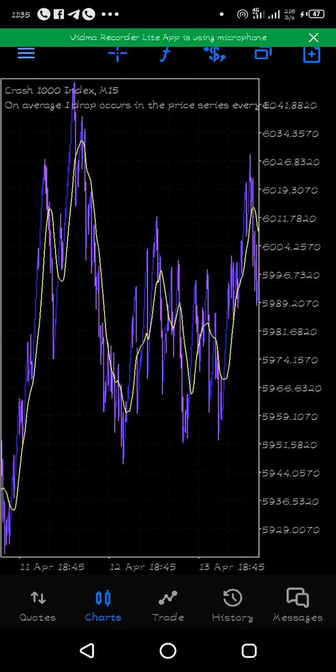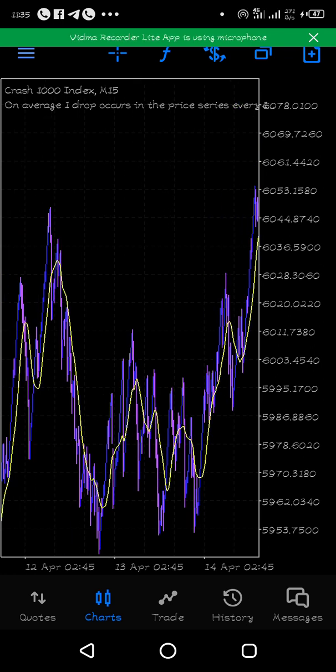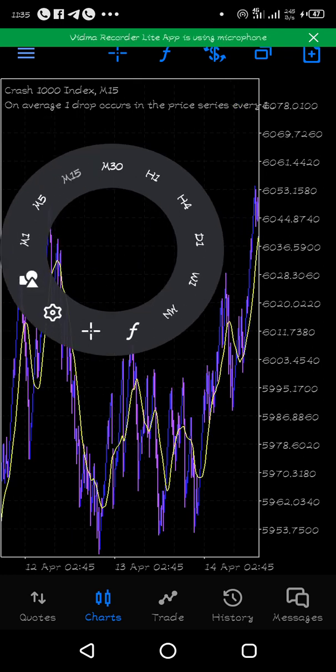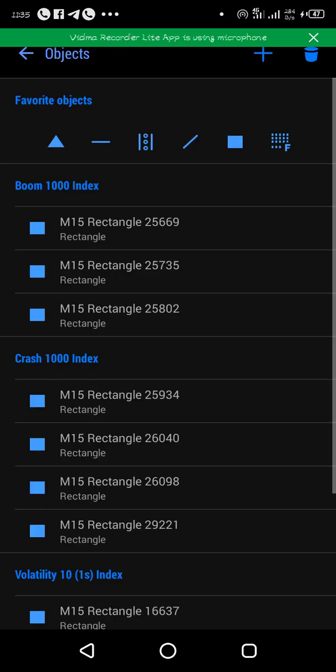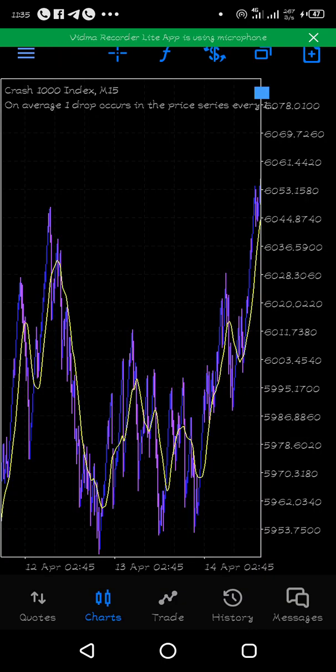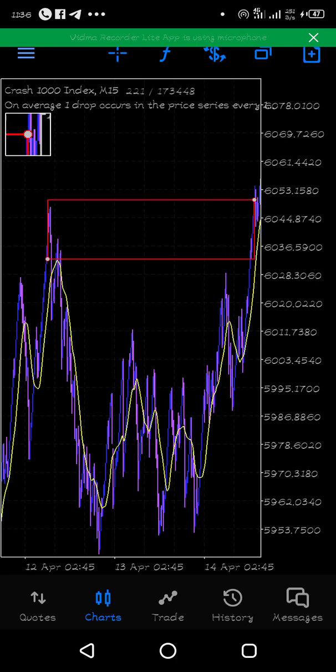For instance, if we look at this place as well, let me draw. For those people who don't know how to draw, let me just quickly show you. You open your object folder, you pick your triangle tool, and you draw like that. So as you can see now, the market actually breaks back at this point.